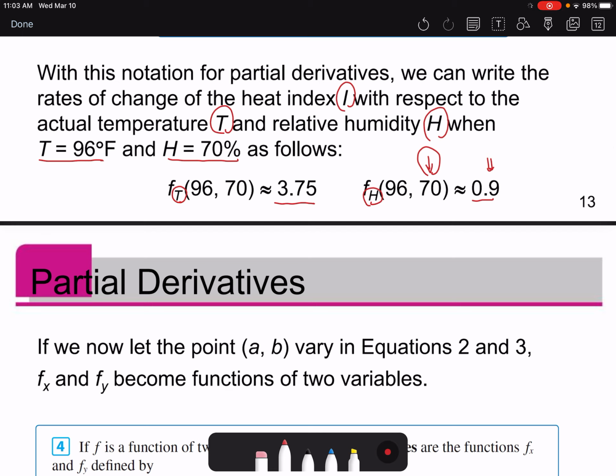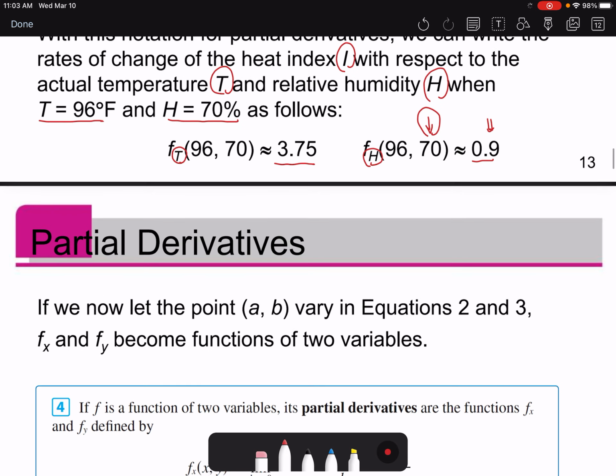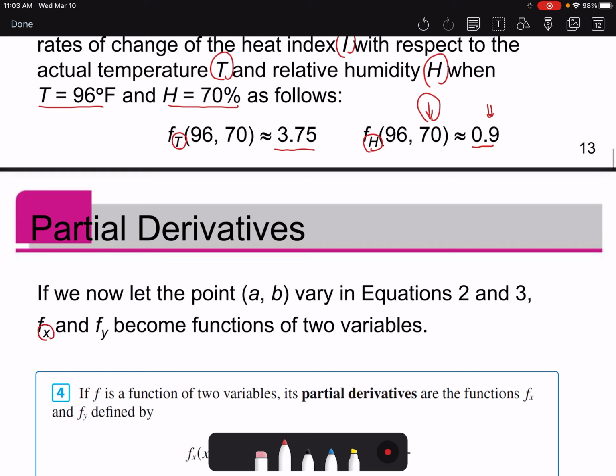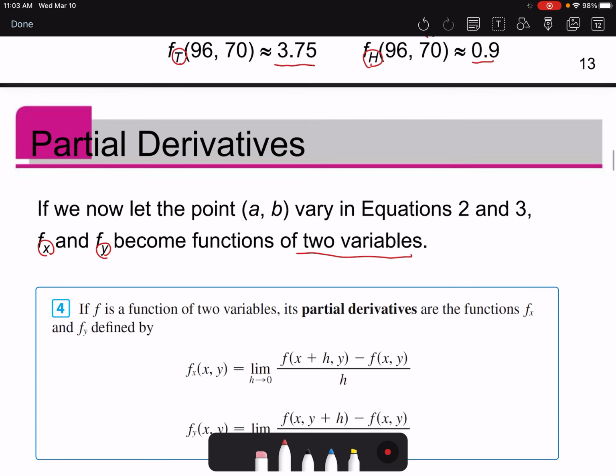So if you now let the point (a, b) vary in equations 2 and 3 in the previous equation, f sub x and f sub y become functions of two variables. This is called the partial derivative. Even though it's a partial derivative, when we take a derivative with respect to x, x varies, however we fix y as a constant, treating y as a constant.